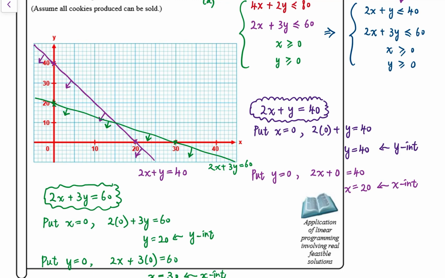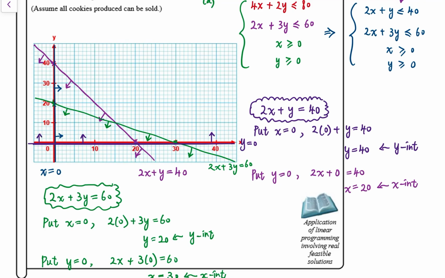And don't forget, we have the two straight lines, x equals 0 and y equals 0. So for x equals 0, it will be the vertical straight line. So we still have to draw it. X greater than or equal to 0. So we are pointing arrows towards the right. The other one is y equals 0, horizontal line. Y greater than or equal to 0, we have arrows pointing up.